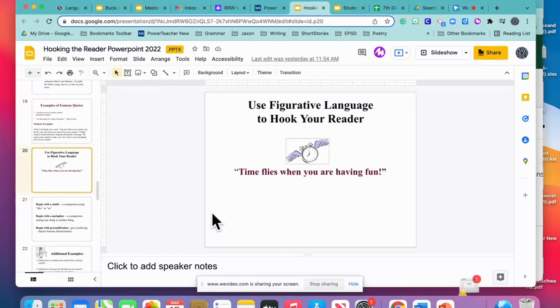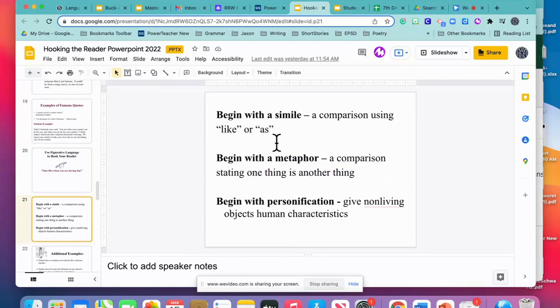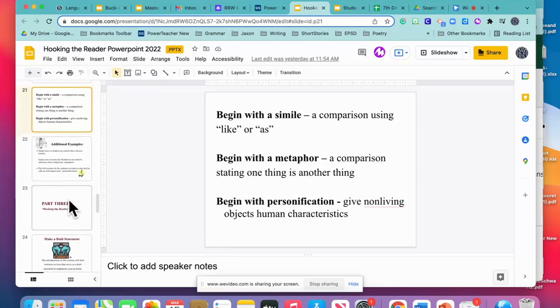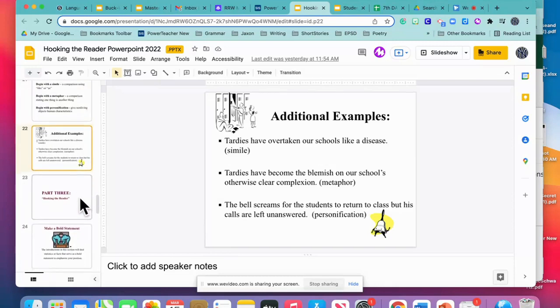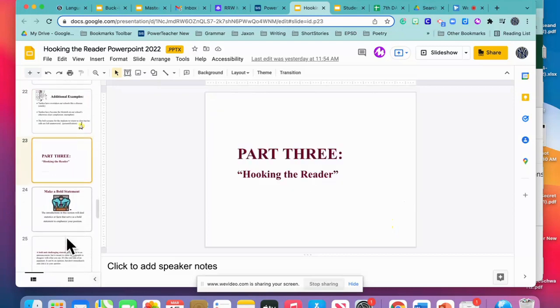All right, figurative language. So this was the one I talked about, if you wanted to challenge yourself. Time flies when you're having fun. You can begin with a simile, that's a comparison using like or as. You can begin with a metaphor, a comparison stating one thing is another thing. You can begin with personification, giving non-living objects human characteristics, okay? And here are some additional examples that you can look at if you're interested. I am going to attach the slideshow for you, okay?